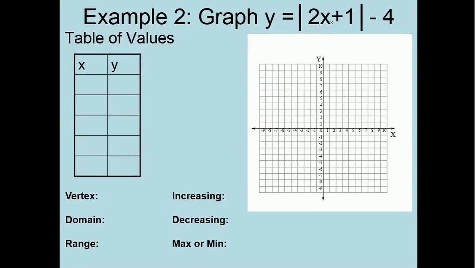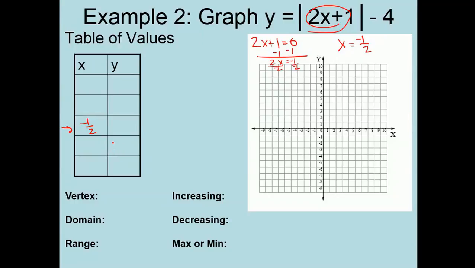Let's try a second example here. So I've got to find what makes this equal to 0. So let's do that off to the side here. 2x plus 1 equals 0. So subtract 1, divide by 2. So I get x equals negative 1/2. That's what makes this equal to 0. So that's going to go right here.